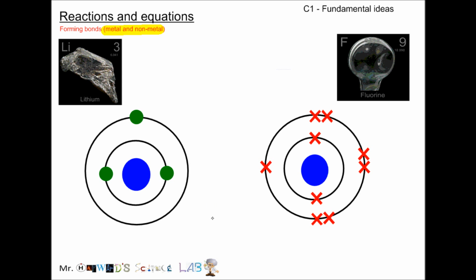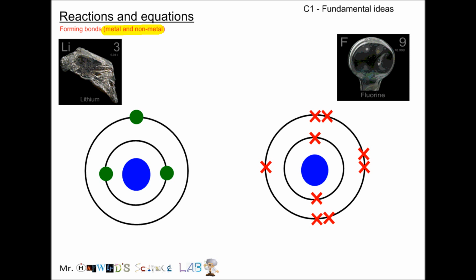Okay. One important thing for you to know is that atoms, their key goal, the thing they want to do, is to achieve a full outer shell of electrons. And they can do this in two ways. They can either lose electrons or gain electrons.